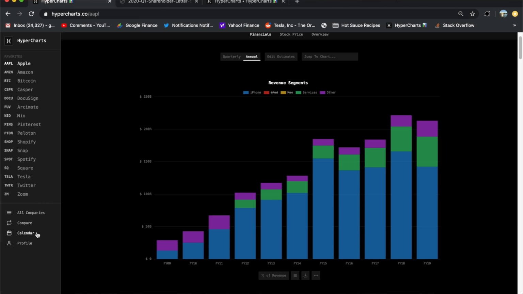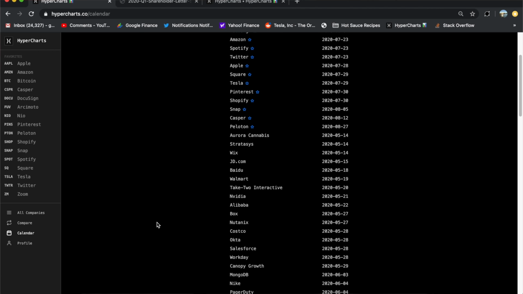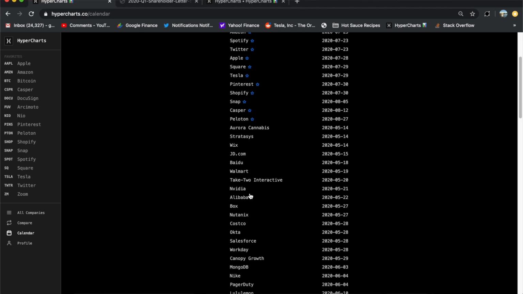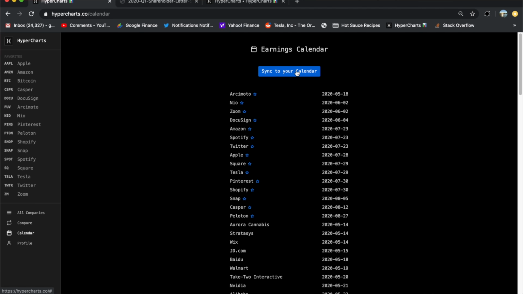Another awesome feature that I use all the time, calendar. You can sync your calendar for company earnings. A lot of companies have already reported, but like Wix is about to report. So these are all the companies on HyperCharts that are about to report. Here are all my favorite companies. I see Arcimoto, Neo, and Zoom all coming up, still haven't reported their Q1. So this is awesome, and I can sync it to my Google Calendar if I want to be reminded.